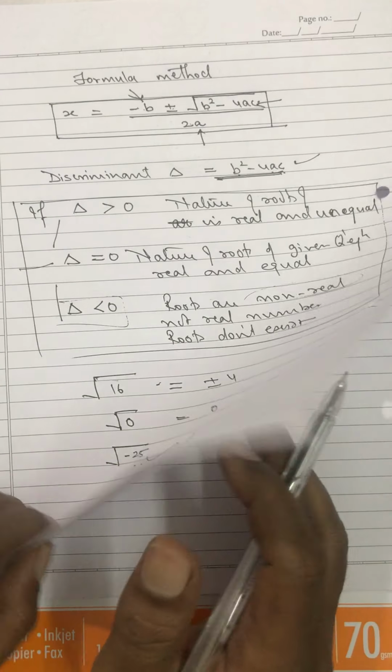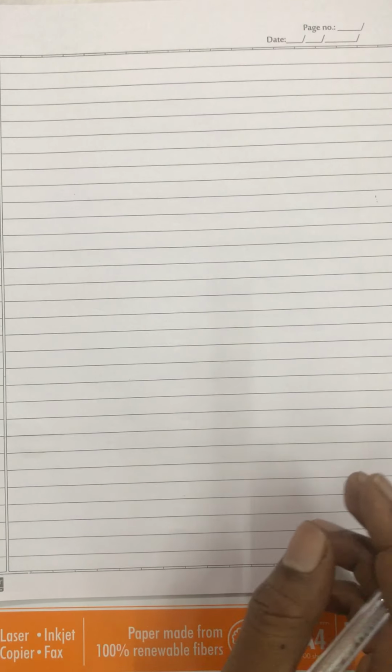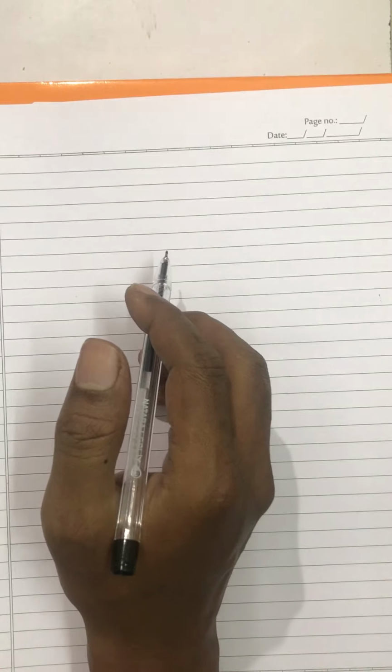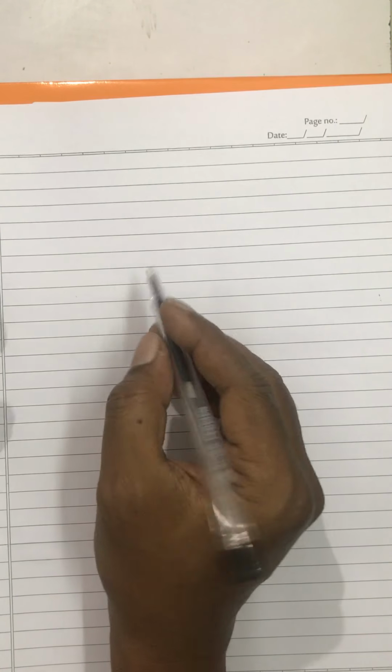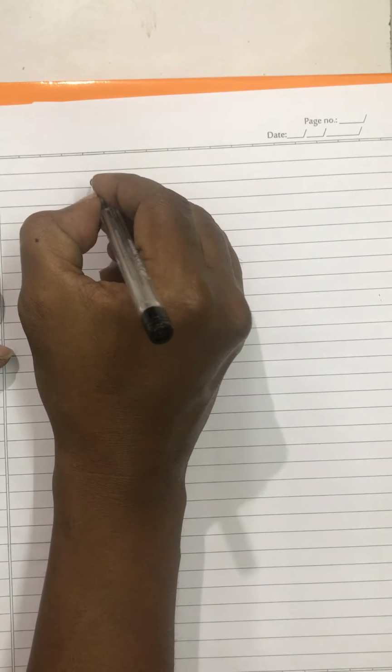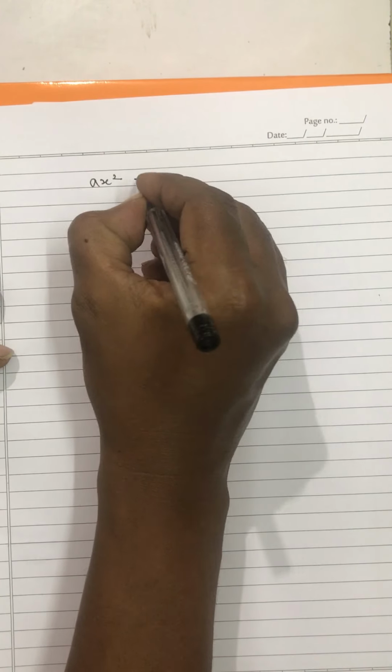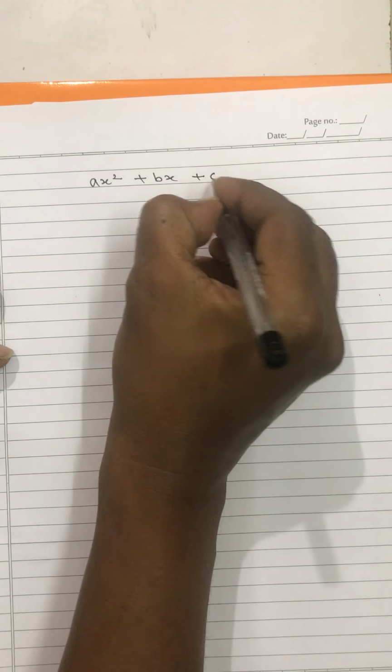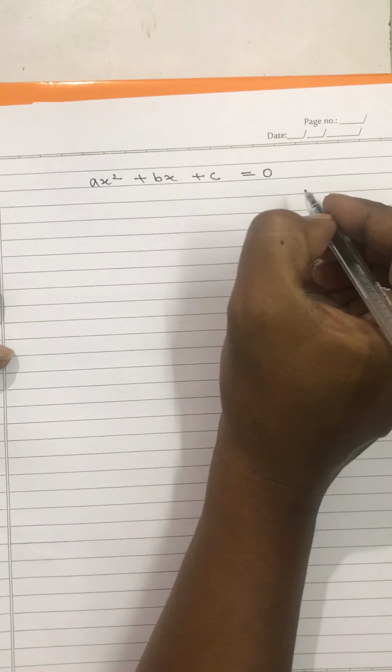Okay, my dear students, with this I have just brushed up the topic. I have explained this topic previously also. Now the next thing you have to understand is, suppose there is an equation ax square plus bx plus c is equal to 0. This is the quadratic equation.